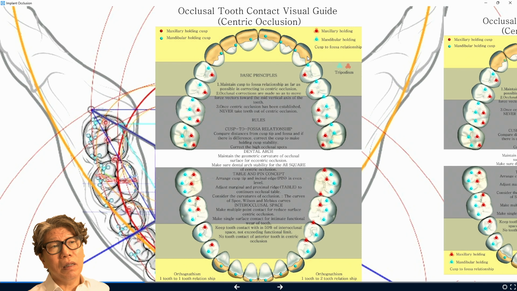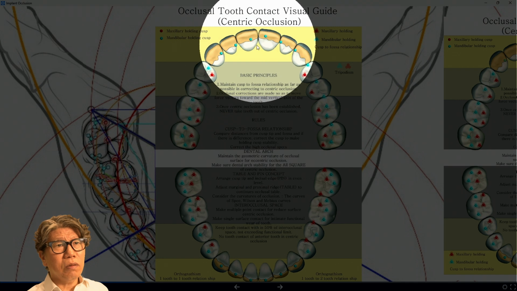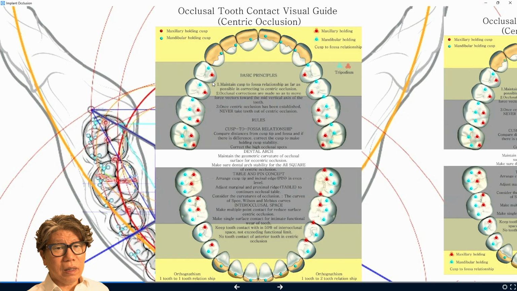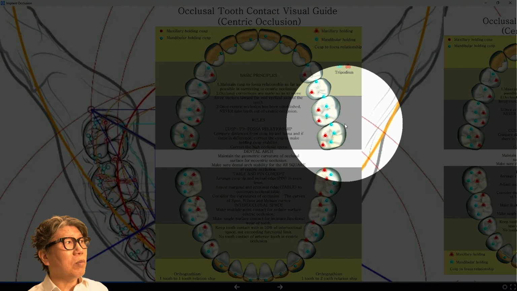Gnathology made this judgment. But that doesn't make sense. Caucasians often have Class 2, so this condition naturally occurs. They also don't eat tough foods. Therefore, this condition develops. Cusp to marginal ridge occurs in Koreans and those with orthognathism.